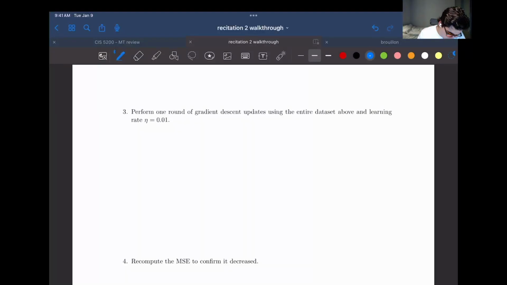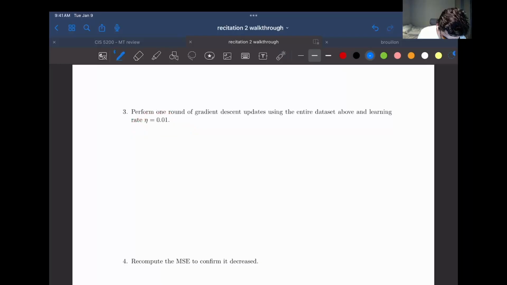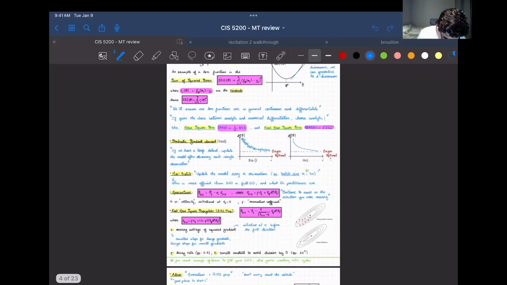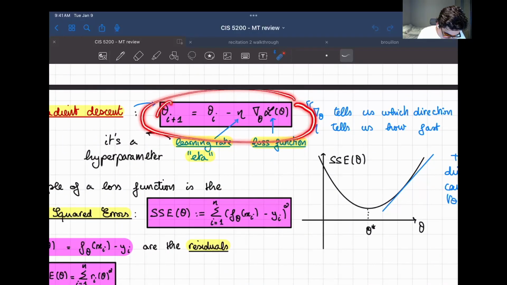Okay, so let's do question 3. Perform one round of gradient descent updates using the entire data set above and learning rate eta equal to 0.01. So gradient descent, let's see really quickly. This is the formula, right? This is the way we updated theta, the parameters. The updated parameters are equal to the current parameters minus some learning rate times the gradient of the loss function.